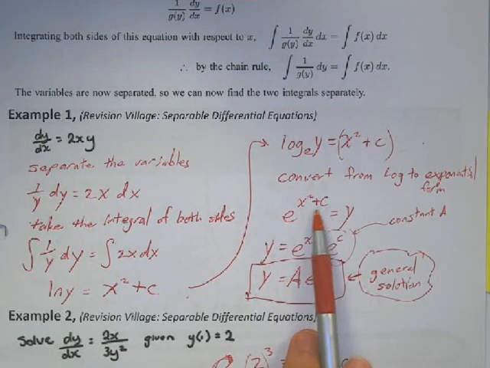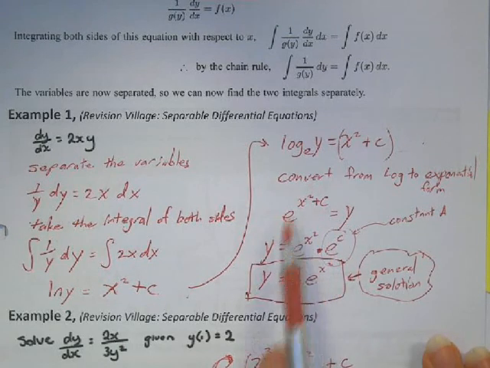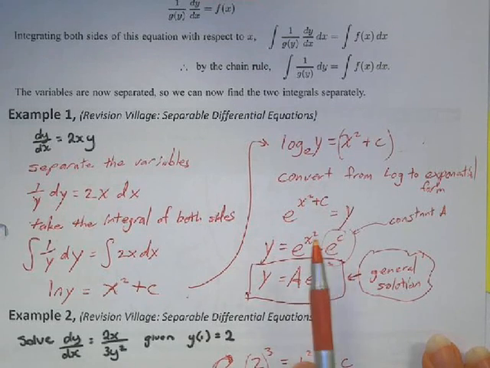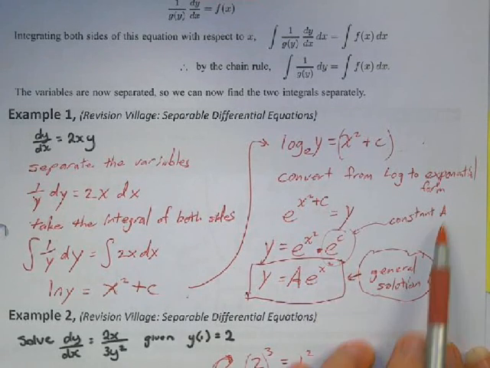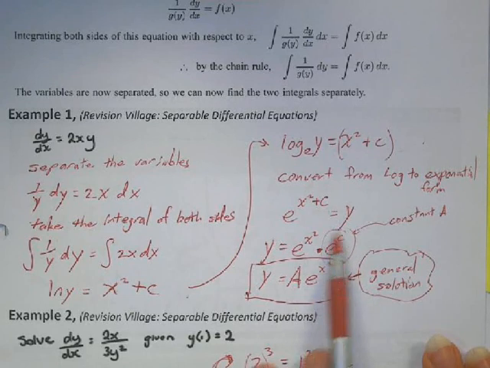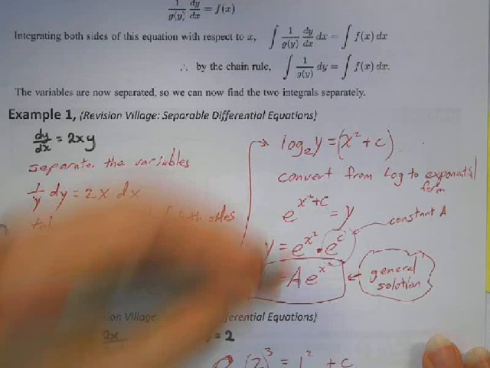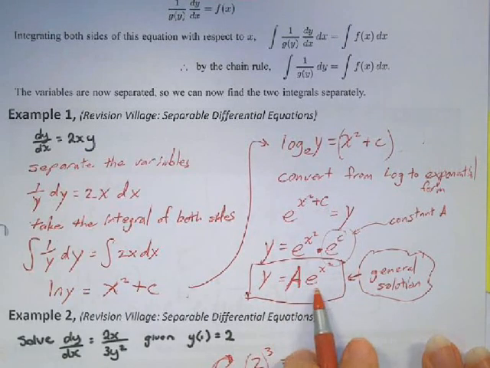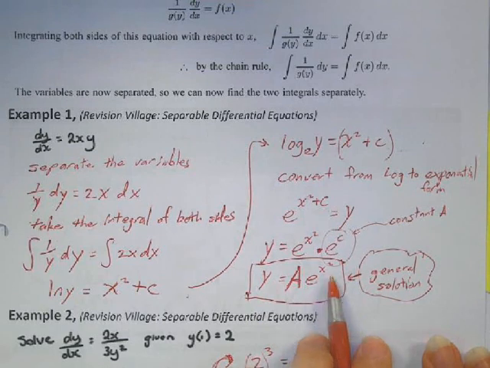Okay, so now we've got y equals e to the x squared plus c. So that's the same thing as saying e to the x squared times e to the c. And one of the things your textbook likes to do, and other mathematicians, they like to call e to the c just a constant a. And so this is our general solution: y equals a e to this power.